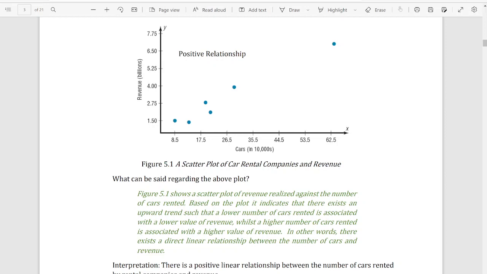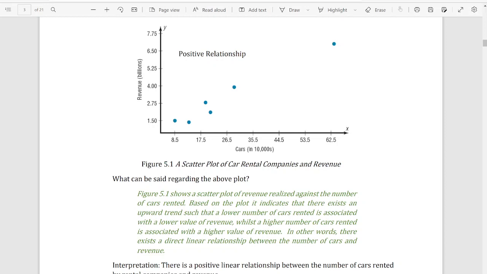So direct linear relationship is another term used to replace the term positive linear relationship. So kita boleh gunakan positive linear relationship ataupun direct linear relationship. Kalau negatif, kita boleh tukarkan dia sebagai indirect. Okay, so itu adalah kaedah kita membuat penerangan berkenaan dengan graf yang kita perolehi.